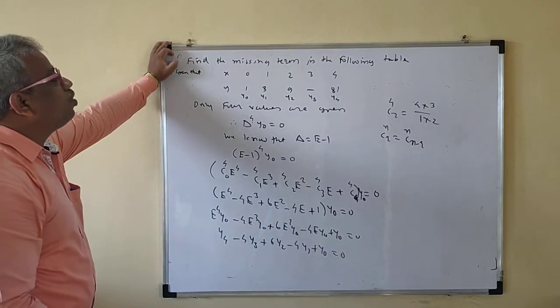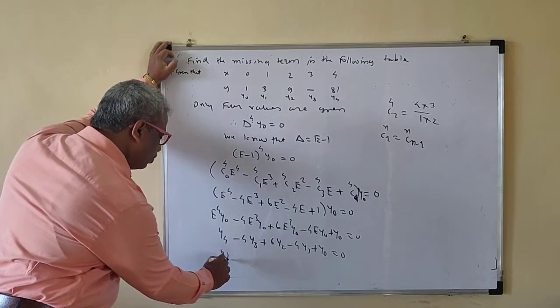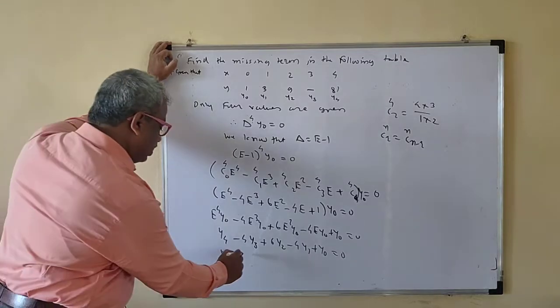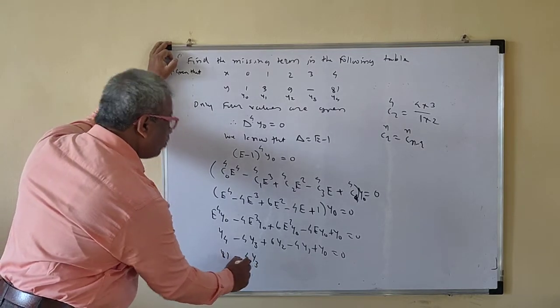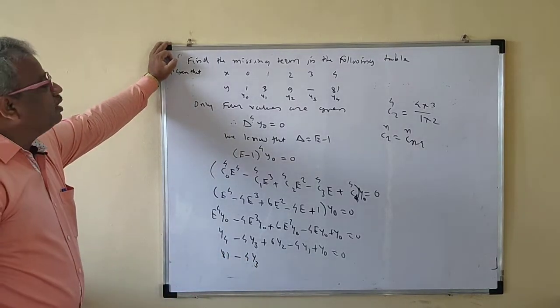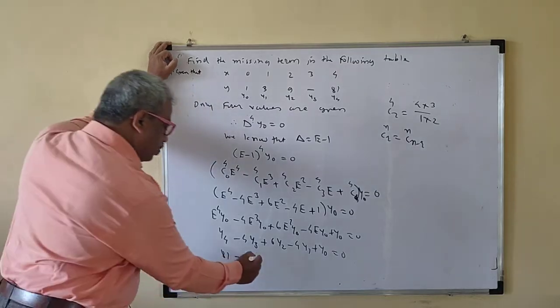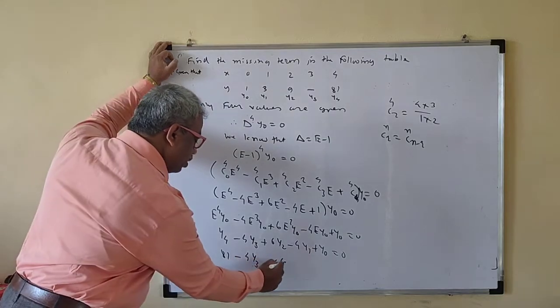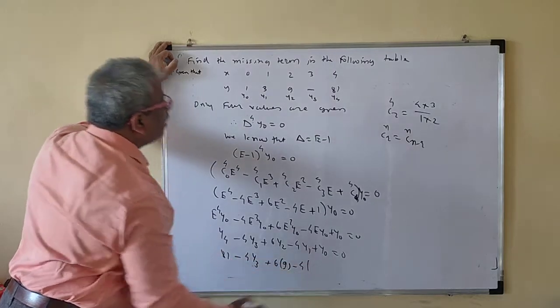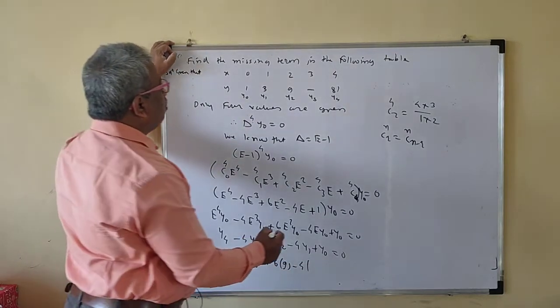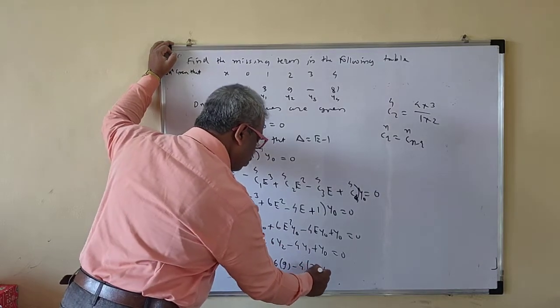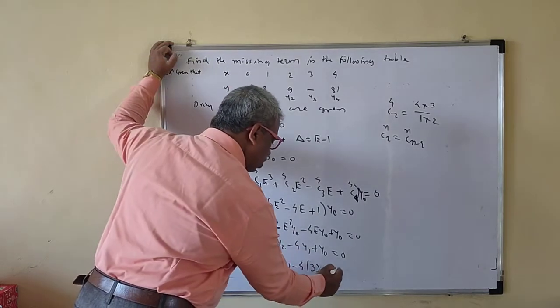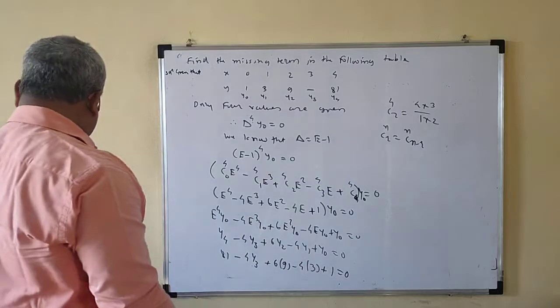So what is your y4? It is 81. Minus 4 y3. You want the value of y3, so y3 will be as it is. Plus 6 y2. What is your y2? It is 9. Minus 4 y1. y1 is 3. Plus y0, y0 is 1. So this is equal to 0.